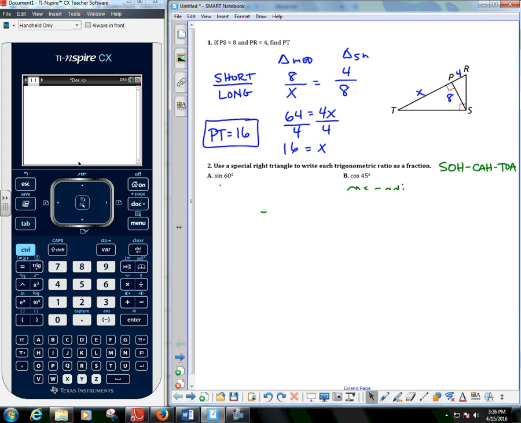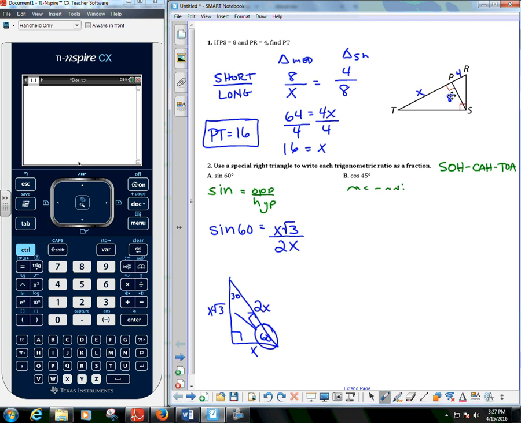Use a special right triangle to write each trigonometric ratio as a fraction. So sine of 60 degrees, you will need to know this. This is 30 degrees, this is 60 degrees, and this is right. We said that if we know that the length of the short leg is x, we know that the hypotenuse is 2x, and the long leg is x times the square root of 3. So I'm going to come over here and remove this to remind myself that the sine is the opposite over the hypotenuse. So sine of 60 degrees is opposite x times the square root of 3 over the hypotenuse, 2x.